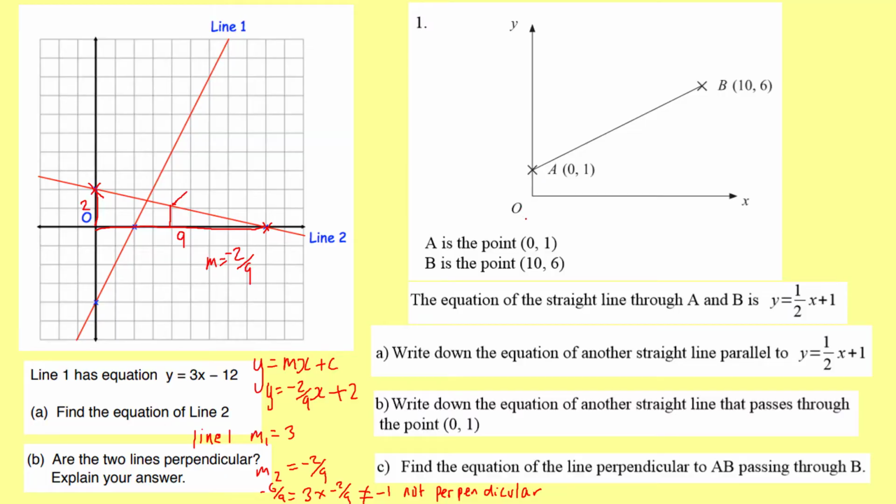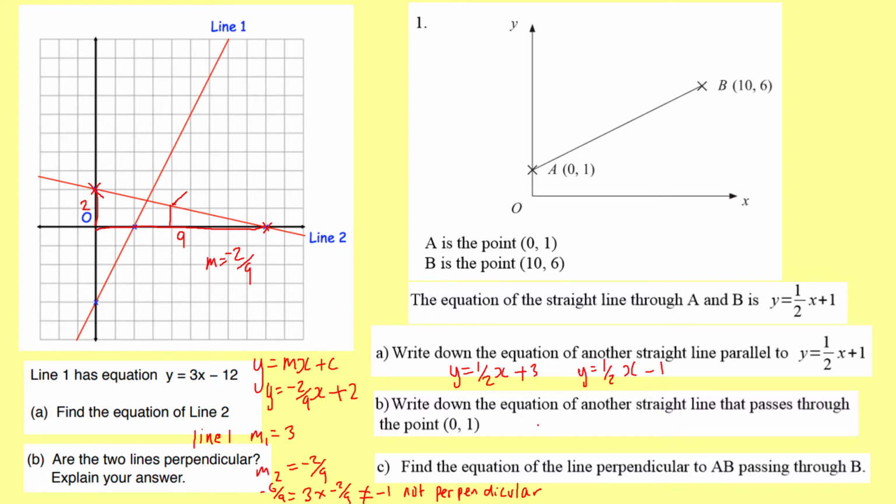All right, look at this exam question. Good job, guys. So giving you the equation of the line. Write down the equation of another straight line parallel to that. Well, parallel lines have the same gradient. So it just could be y equals a half x plus 3. Or y equals a half x minus 1. Anything like that, that will be fine.